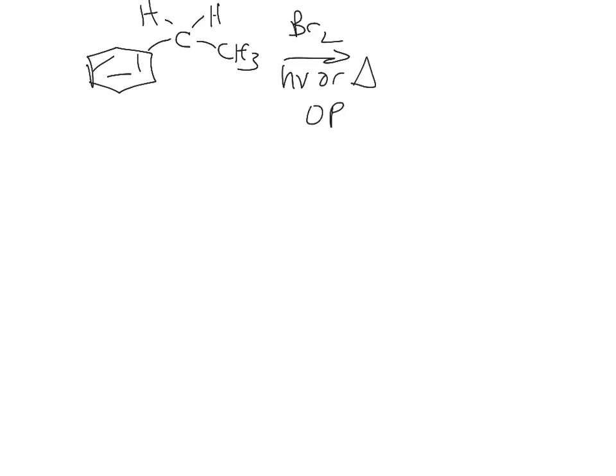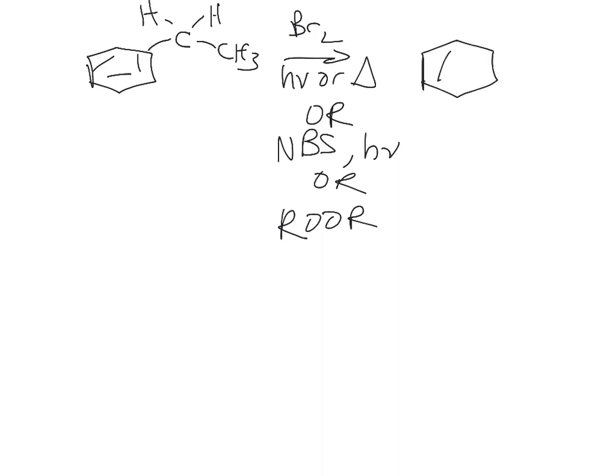Or we can use NBS with light. Or we can use peroxides. Remember, all of these were options in our radical chapter, and they're going to give us a bromine on the carbon right next to the benzene ring. As long as you have a hydrogen there that you can substitute, that bromine can go on. It won't work with tertiary carbons, but it will work with primary and secondary carbons.